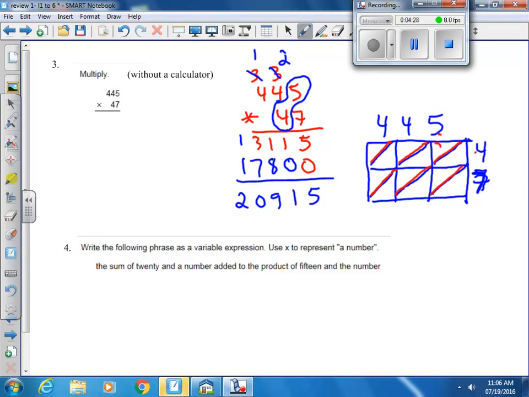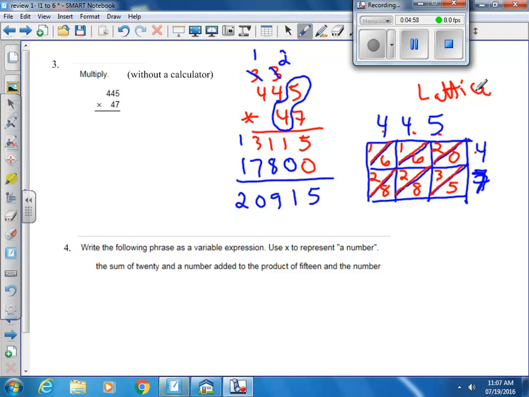5 times 4 is 20. 4 times 4 is 16. It's just a cute way to multiply. 4 times 4 is 16. 5 times 7, 35. 4 times 7, 28. 4 times 7, 28. And then I believe they call this, and you can Google the term if you're real interested, lattice method.